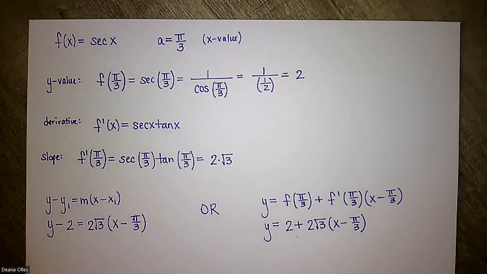But if you'll notice, these two equations are identical except for the fact that this equation has the 2 added to the other side. So we don't want you to think of linearization as anything different than finding the equation of a tangent line.